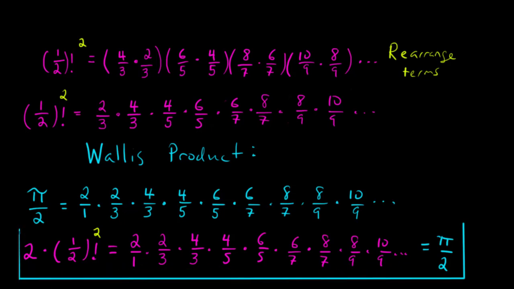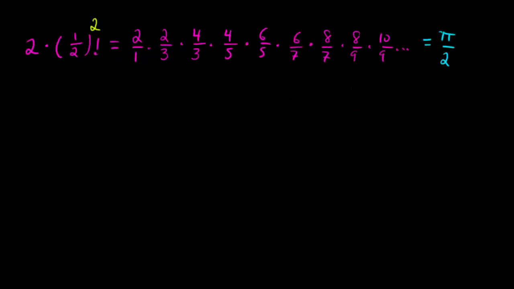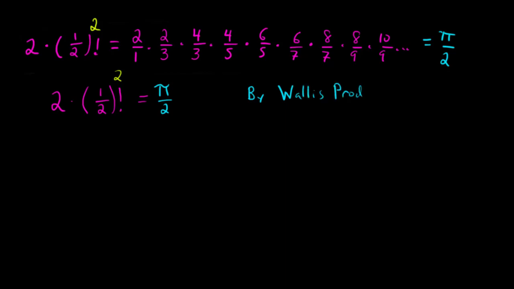And by the way, I'll do another video proving the Wallace product. I don't have the space or time to prove it here. So you'll have to take it from me that that product actually does equal pi over 2, which, by the way, is pretty awesome. But anyway, we get 2 times 1/2 factorial squared equals pi over 2. Again, by the Wallace product definition. Dividing by 2, then we get 1/2 factorial squared equals pi over 4.